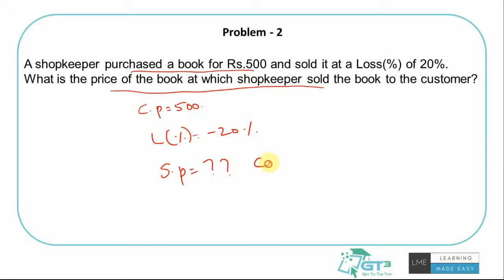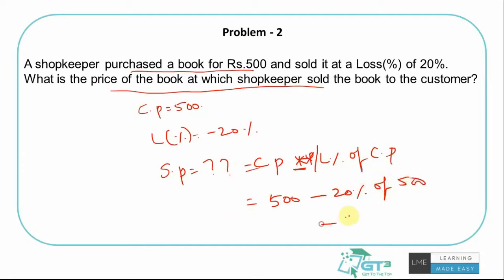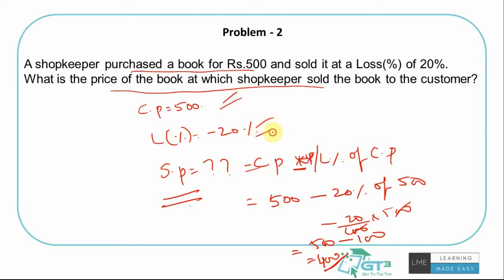What did we say? The selling price is cost price plus or minus the profit or loss percentage of the cost price. I know that I made a loss, so I have to do minus. So that is 500 minus 20% of 500. That's 20 by 100 into 500, which is 100. 500 minus 100 is 400 rupees. So that's my selling price of the book. Same pattern: I know the cost price and the loss or profit percentage, and I'm asked to find the selling price.